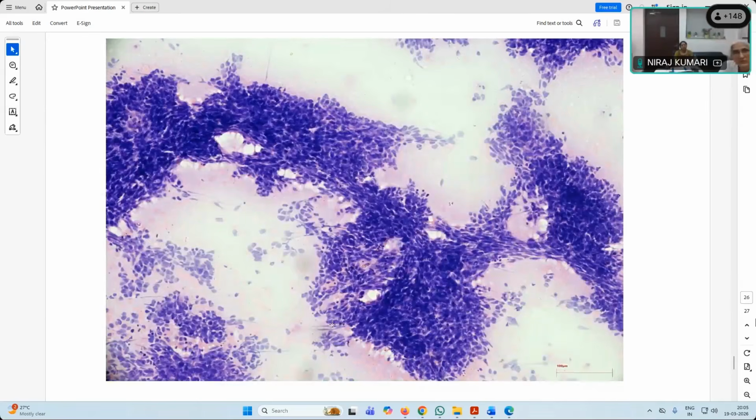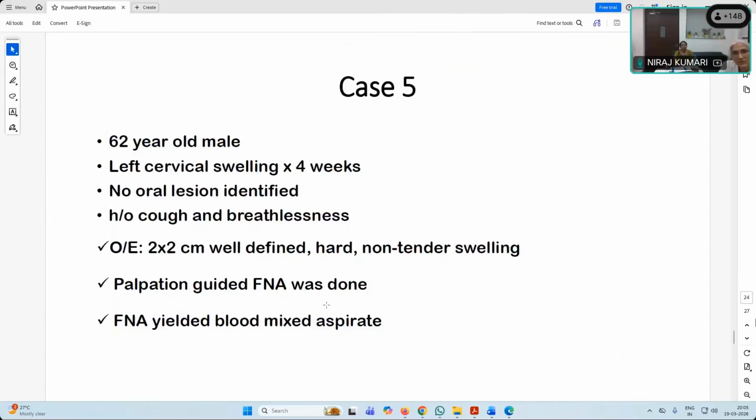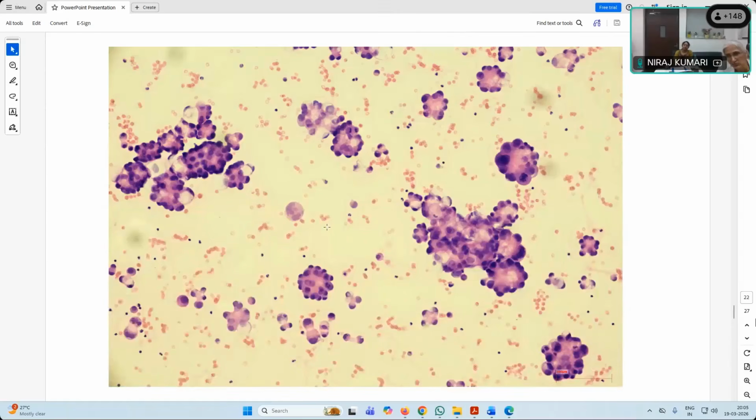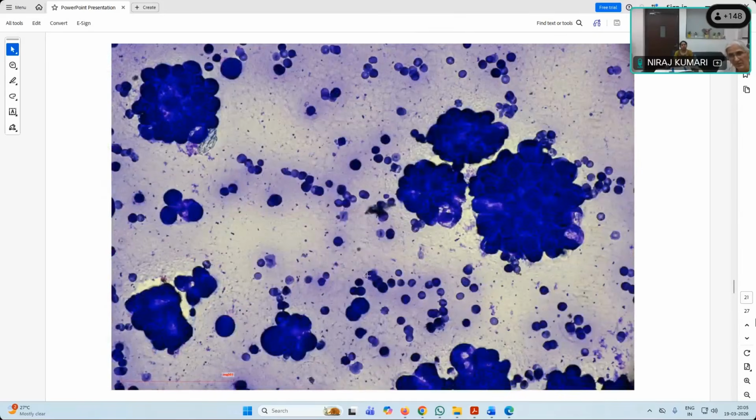Chat box will have to write that, okay. So this is metastatic adenocarcinoma in the fluid, ascitic fluid. If all of you are there, you can note down. So case 4 is metastatic adenocarcinoma in an ascitic fluid. Case 5 was small cell carcinoma metastatic from lung to cervical lymph node.